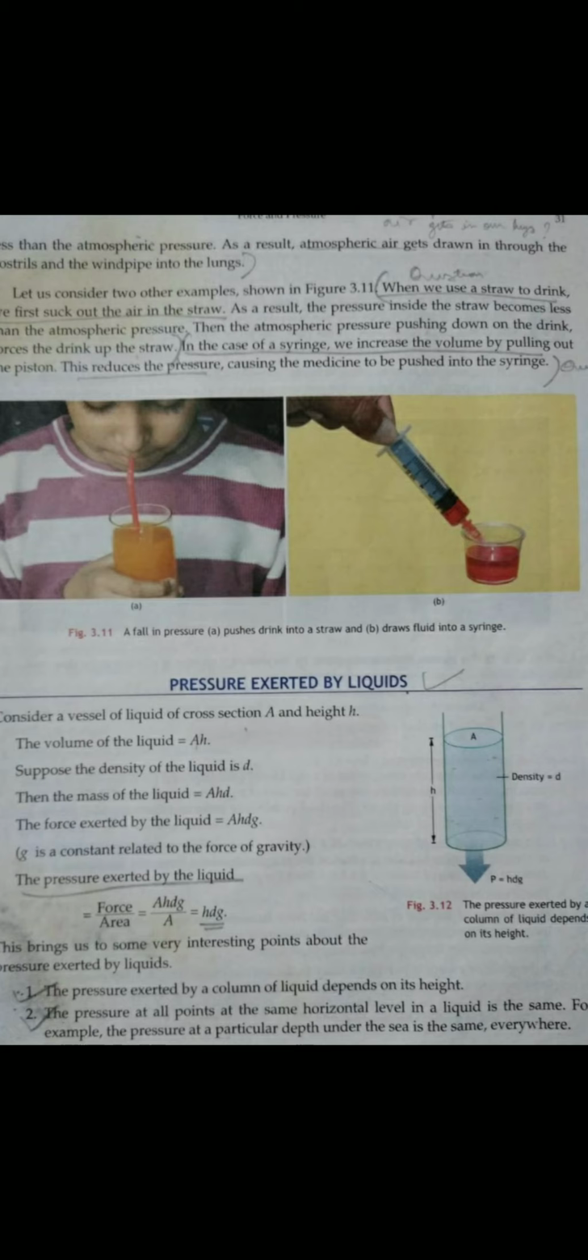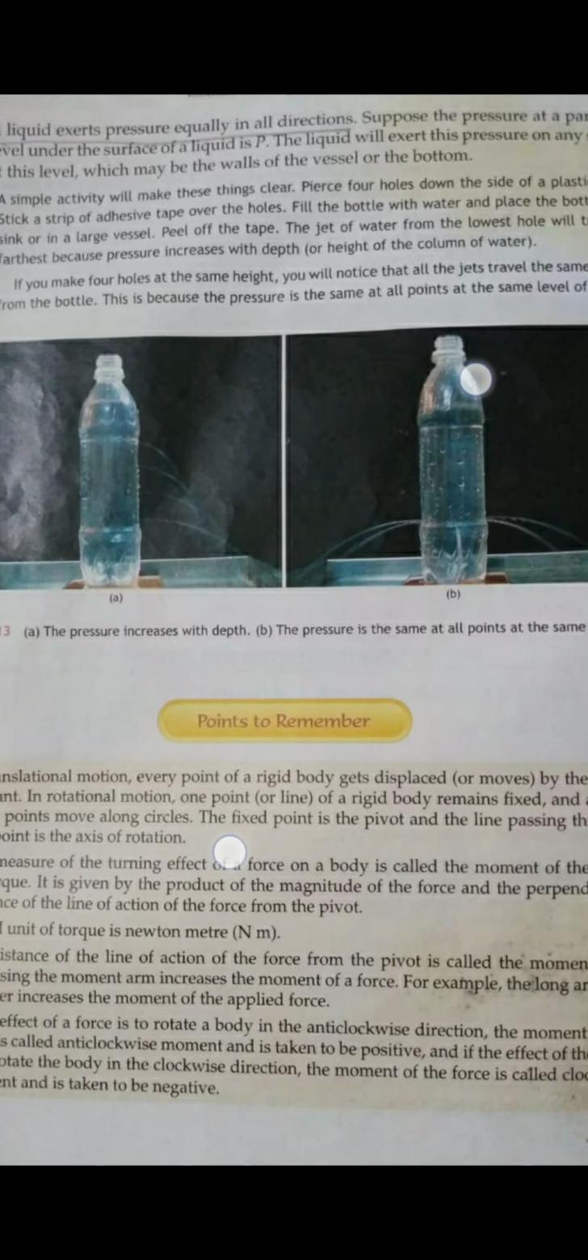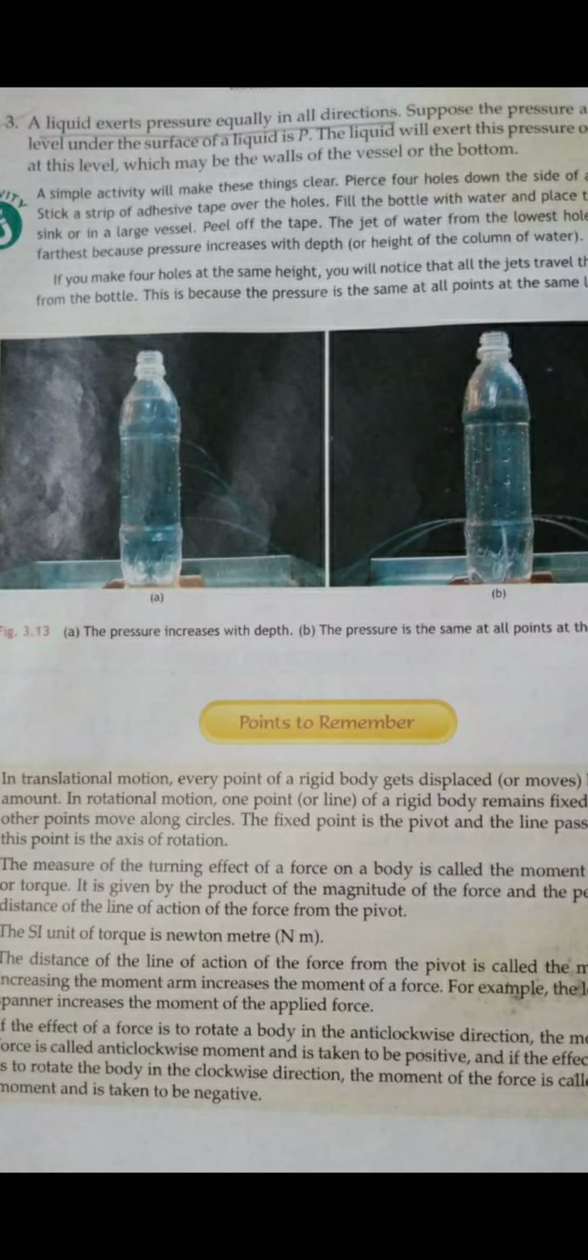Then second point, the pressure at all points at the same horizontal level in a liquid is same, right? At a particular horizontal level, the pressure will be same. And third point, a liquid exerts pressure equally in all directions. Okay, in all the directions, the pressure will be exerted equally. You can see this activity, figure 3.13. Here, they have taken a bottle and pierced a number of holes. In part A, they have made the holes vertically.